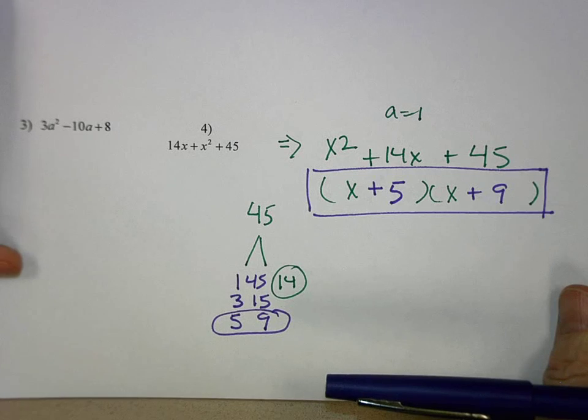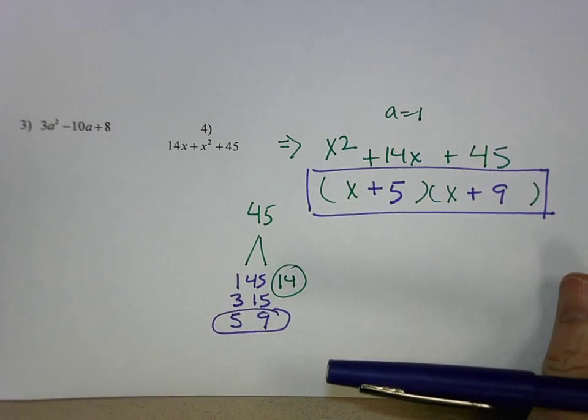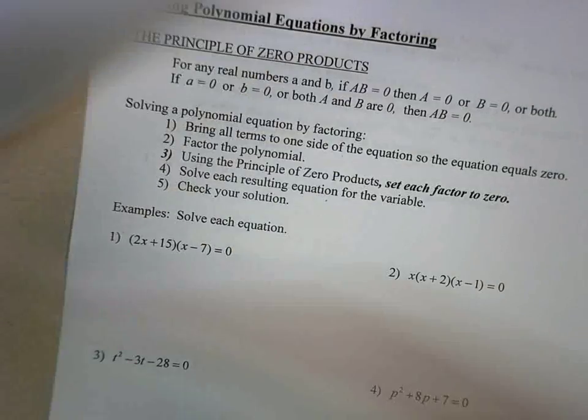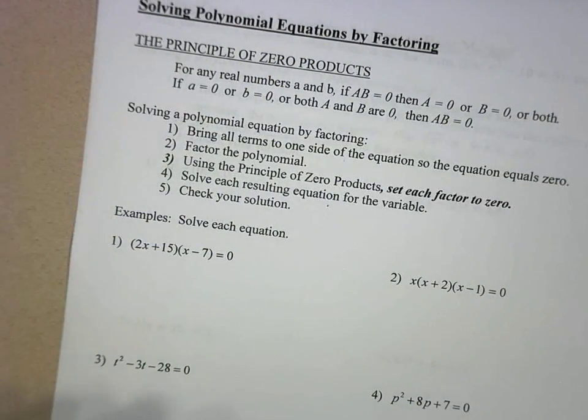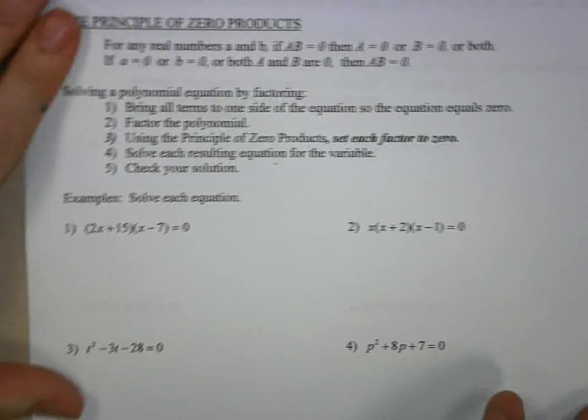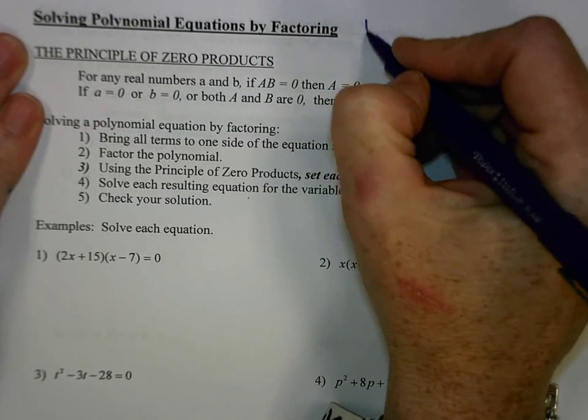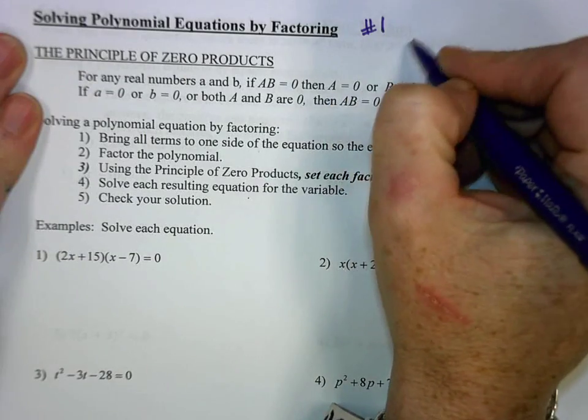Now please go and do these 3 problems for practice. You can stop the tape, we're going to move on. Alright, so the next thing we're going to do is we're going to solve. What do we do when we have these factors? Okay, this is method number 1 of solving.